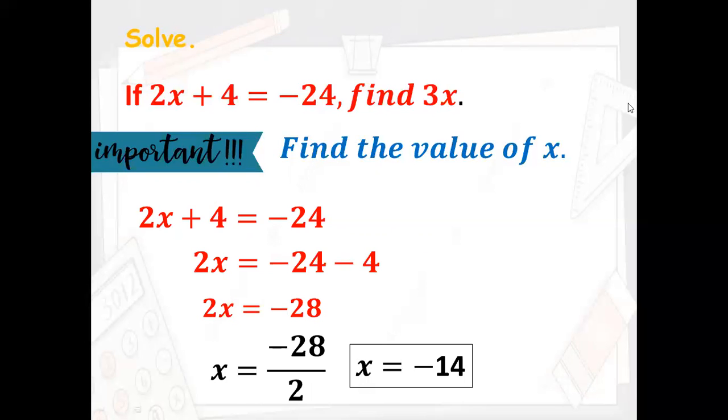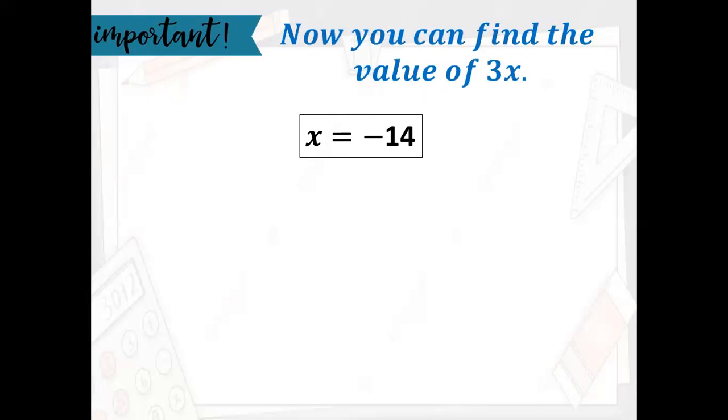Now, once you have found the value of x, we can find the value of 3x. We just substitute the value of x here and we find out what's 3x. So we got from the previous step that x is equal to negative 14. So we are going to replace x with negative 14. That means 3 multiplied by x, which is 3 multiplied by negative 14, will give you a negative 42. So the value of 3x is negative 42. It's easy. Only remember the two steps. The most important step, find the value of x and then find the value of the expression which they give you.